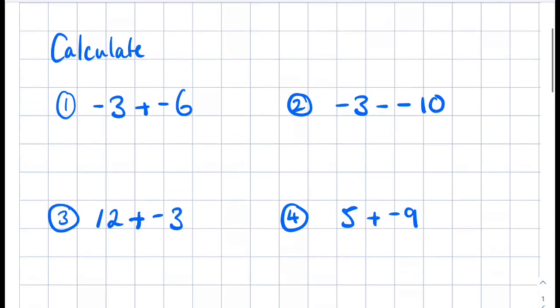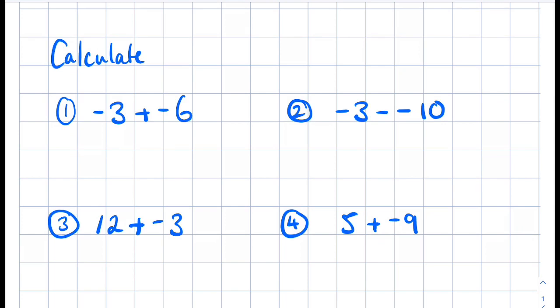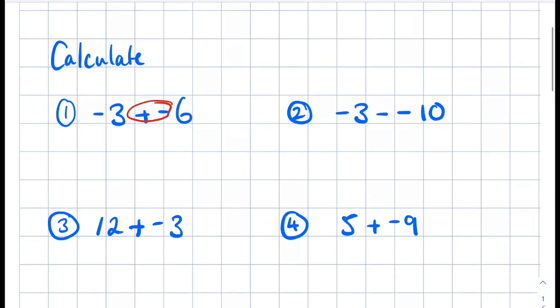There are some rules that you need to be learning. When you see two signs right next to each other, they need to be taken out and replaced by one single sign. One of the rules is that if you've got a positive sign and a negative sign right next to each other, they can be taken out and replaced by a minus sign.